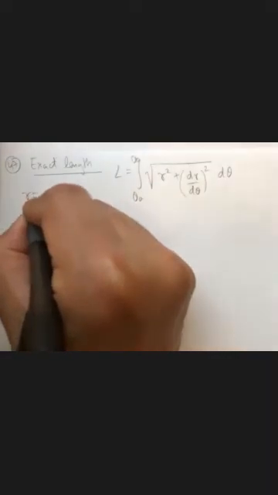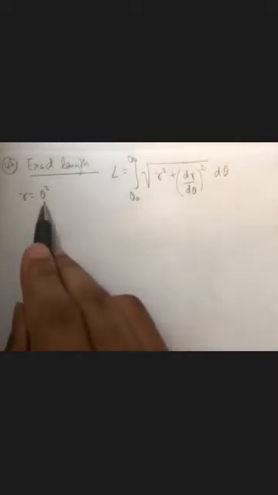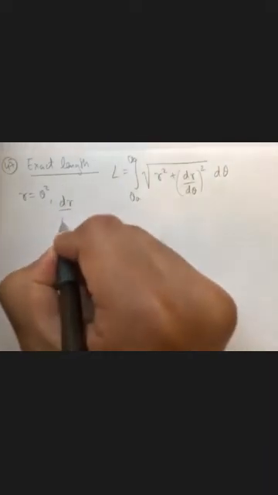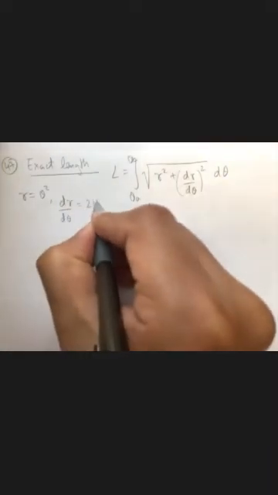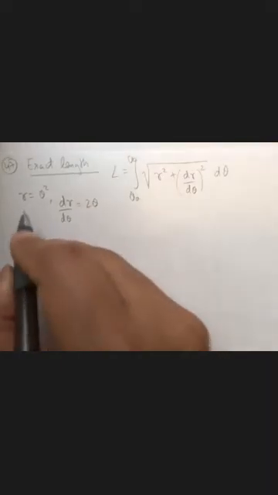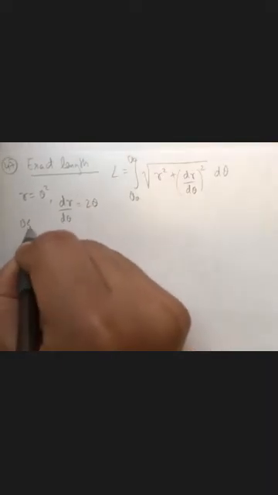The curve that is given to us is r equals theta squared. Let's compute dr over d theta. Now just substitute it here. And theta values are 0 to 2 pi. So we have to find the exact length of this curve from theta 0 to 2 pi.